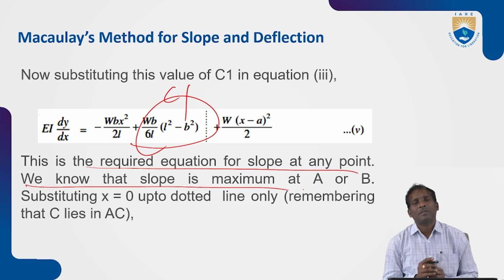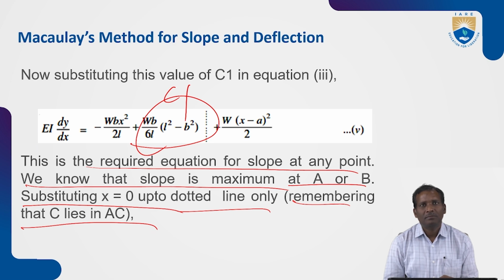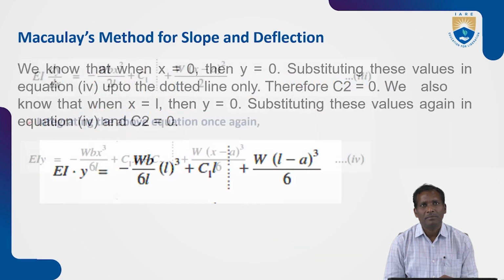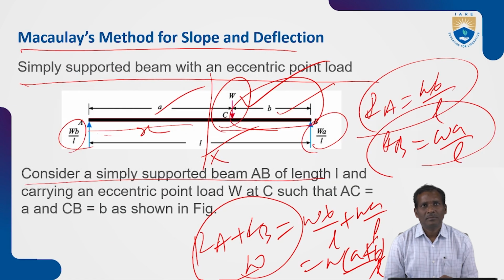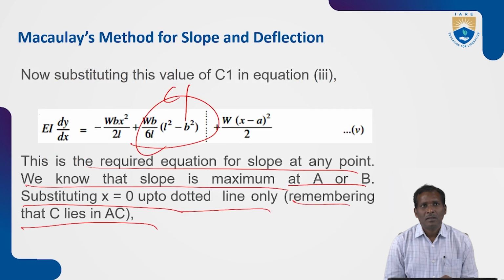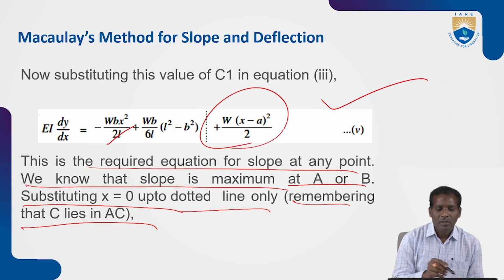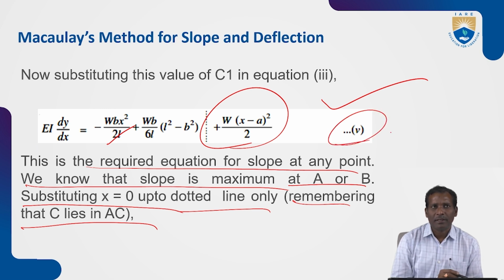We know that the slope is maximum at A or B. Substituting x is equal to 0 up to the dotted line, remembering here that C lies in AC, as shown in the figure. The point C lies in AC. So after substituting C1, the equation you will get: EI into dy by dx is equal to minus W b x square by 2L plus W b by 6L into (L square minus b square) plus W into (x minus a) whole square by 2. So you can write this as the fifth equation.